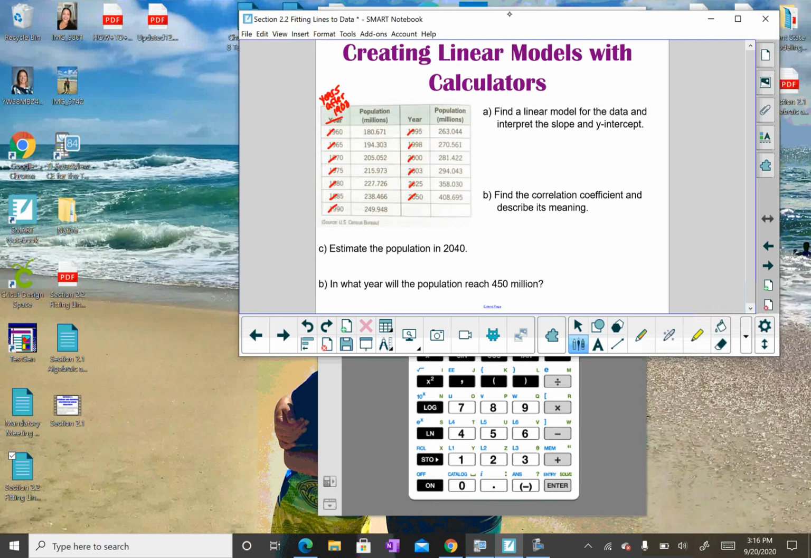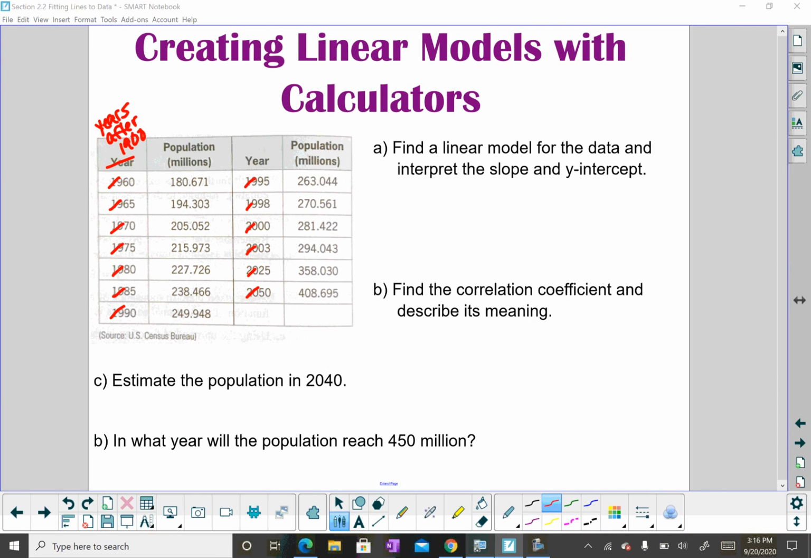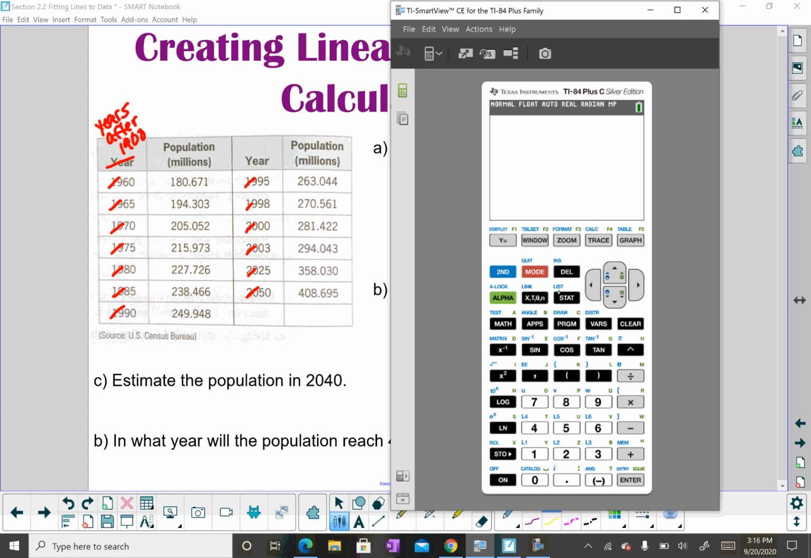We're going to hit, oop, don't do that. There we go. We're going to hit stat, go over to calculate, no, not yet. Stat edit, there we go. And we're going to go up, hit clear, go back down, up, hit clear, go back down. All right, L1, we're going to get all of our years. L2, we're going to get our population in millions.